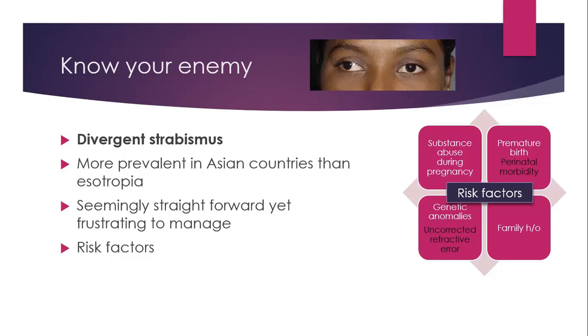To understand what exotropia is, it is only a divergent strabismus. It is more common and prevalent in Asian countries than esotropia. It appears to be seemingly straightforward in management and diagnosis, but it's really frustrating to manage when we get into it. Risk factors include substance abuse during pregnancy, premature birth, perinatal morbidity, genetic abnormalities, uncorrected refractive error, and family history.